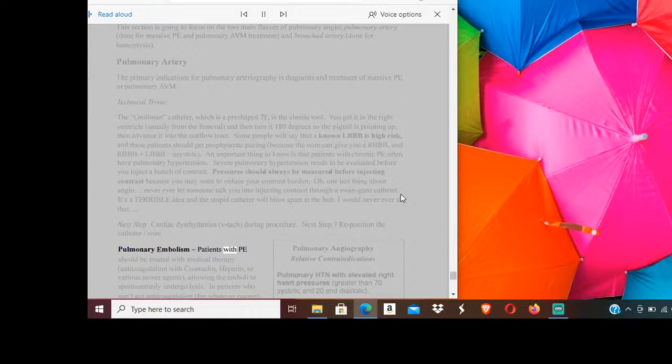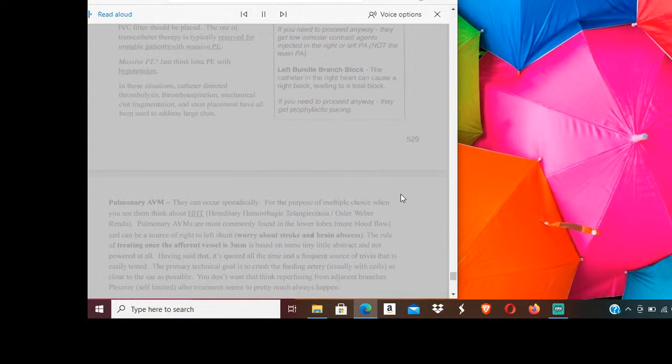Pulmonary embolism. Patients with PE should be treated with medical therapy, anticoagulation with Coumadin, heparin, or various newer agents, allowing the emboli to spontaneously undergo lysis. In patients who can't get anticoagulation, for whatever reason, an IVC filter should be placed. The use of transcatheter therapy is typically reserved for unstable patients with massive PE. Massive PE: just think lots of PE with hypotension. In those situations, catheter-directed thrombolysis, thromboaspiration, mechanical clot fragmentation, and stent placement have all been used to address large clots.